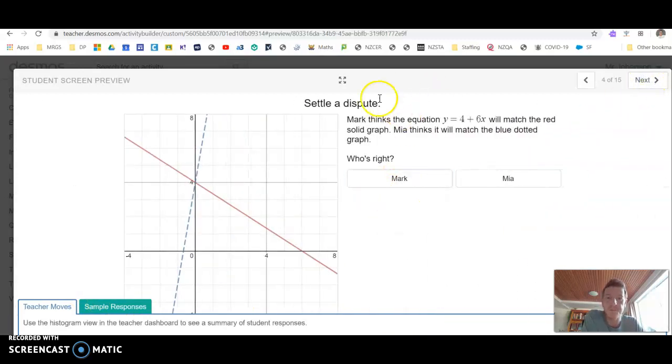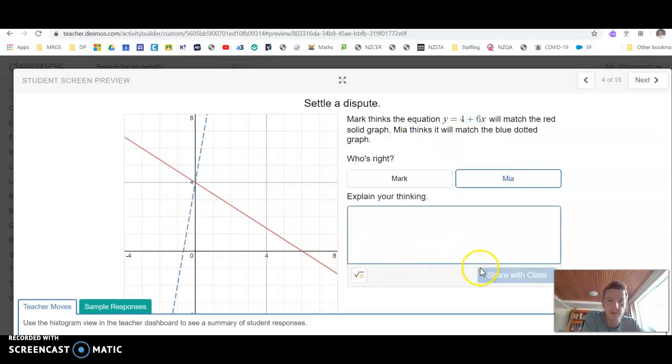Let's do one more. So I want to settle a dispute. Mark thinks the equation y equals 4 plus 6x will match the red line. Mia thinks it'll match the dotted blue line. Who's right? So in Mark's equation, the number in front of the x is positive 6, which means it must be a positive line going this way. If it was going that way, it would be a negative line. And also it's really steep. It's got that number 6, which means it's going to go up 6 and across 1. And if I look at this blue line, that looks much more likely. So I'm going to say that Mia is right on this one here.